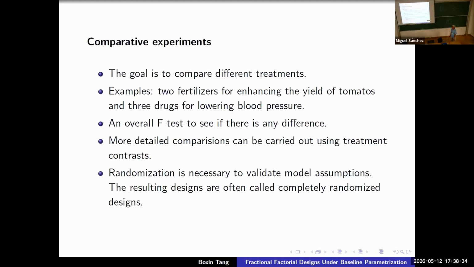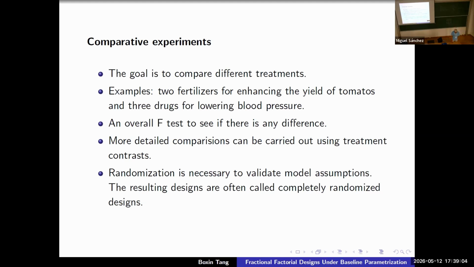Comparative experiments, and here the goal is to compare different treatments. Examples can be two different fertilizers. You want to compare different fertilizers and to see whether they make a difference in enhancing the yield of tomatoes. Another example is, let's say, three drugs for lowering blood pressure.